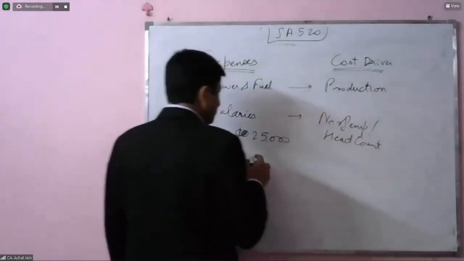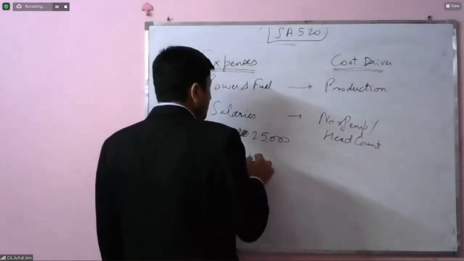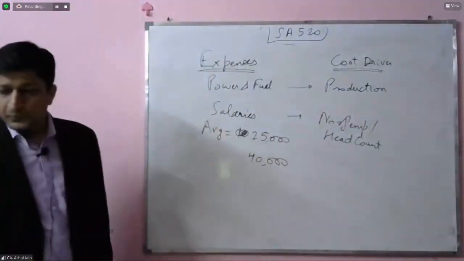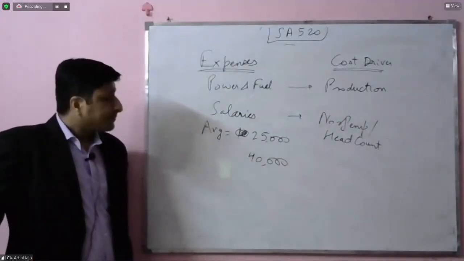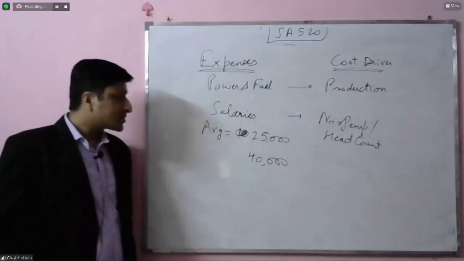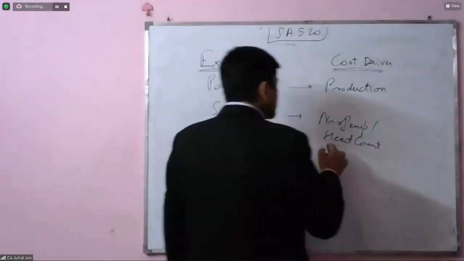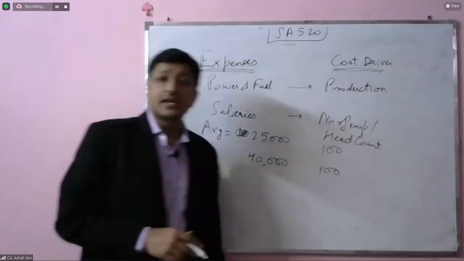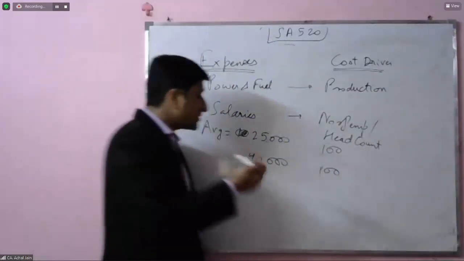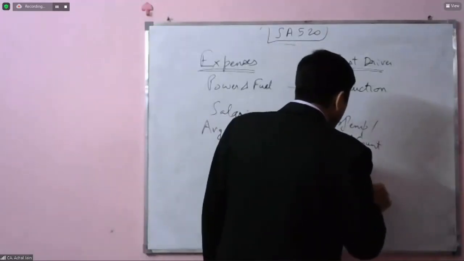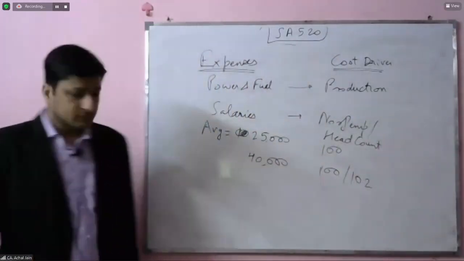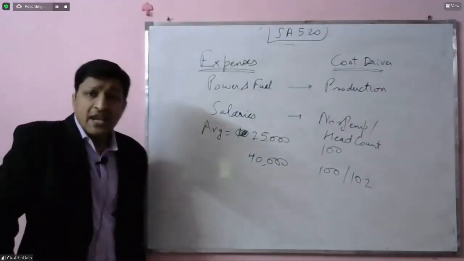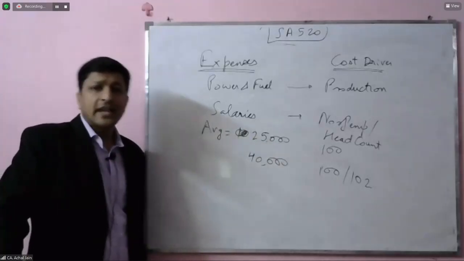And in the current year, the average salary per employee has increased to 40,000. Now, if we look at the number of employees, those were 100 last year and those are also the same in the current year, or even if those have changed, let's suppose only 2 more employees have come. Now in this situation, how would the analysis be done?